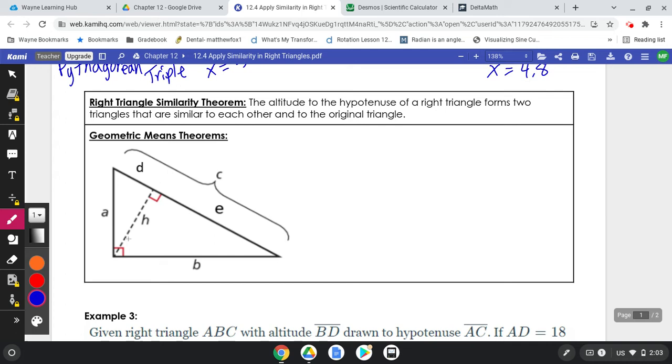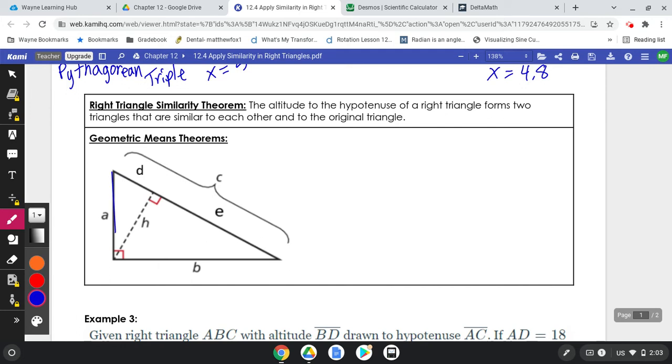H is our altitude here. Anytime that happens, it forms two triangles that are similar to each other and to the original triangle. So if we think about it, you don't necessarily need to write this down, but we have our large triangle here. Okay, and then we also have right here, if we would rotate this around, this is our medium triangle. And then right up here is our small triangle. And all of these will be similar to one another. They'll have a right angle and they will all be similar to one another.